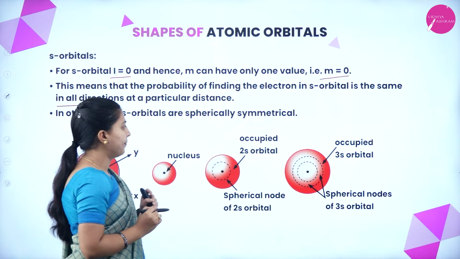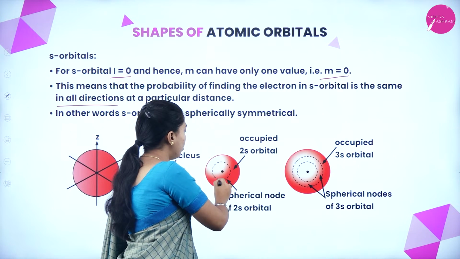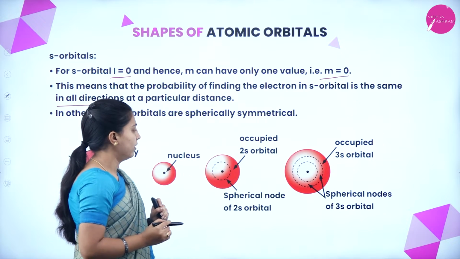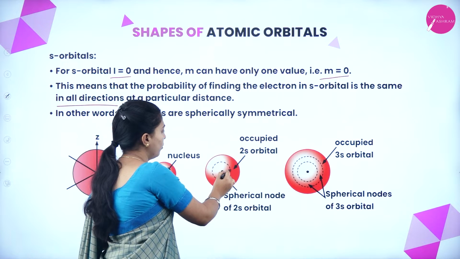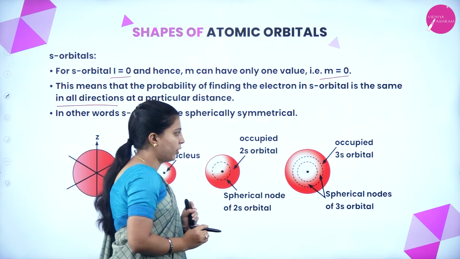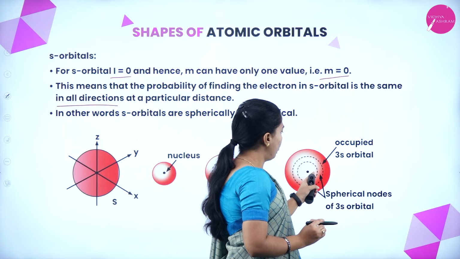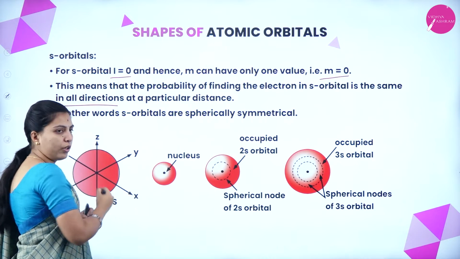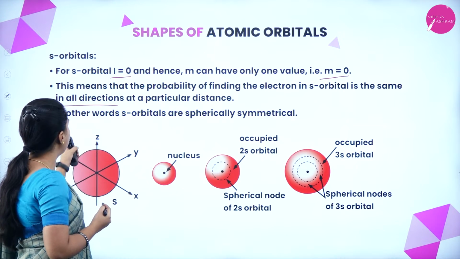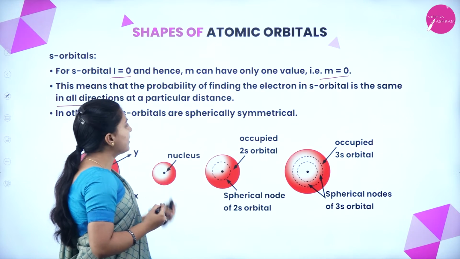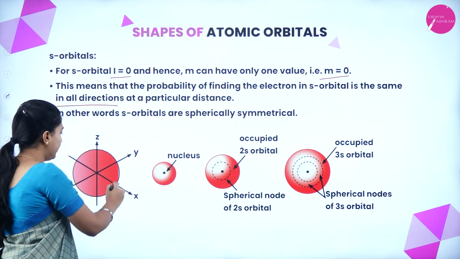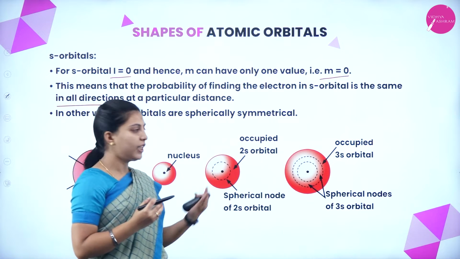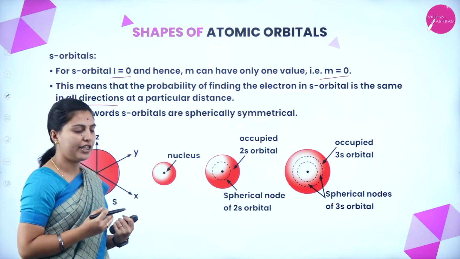Here is the nucleus. See here, overall, the probability of finding the electron is equal in all directions. Nucleus, 1s and 2s orbital. Here, 1s, 2s and 3s orbital. This is the overall S orbital, and we have to find out its shape. In other words, s orbitals are spherically symmetrical. It looks like a complete circle in all directions. The distance will be the same. That's why we say it is symmetrical in nature.